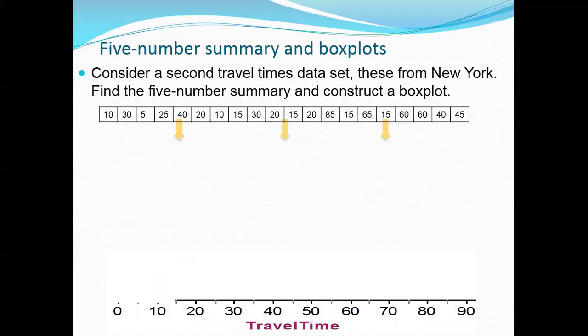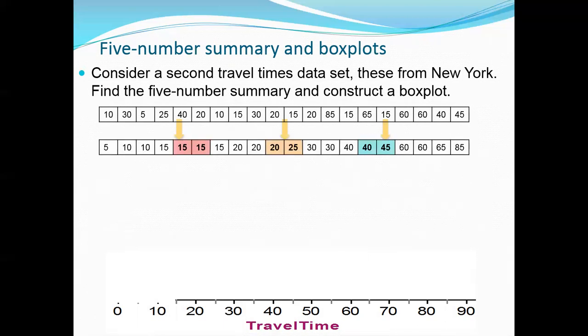5-number summaries and box plots. Consider a second travel times data set, these from New York. Find the 5-number summary and construct a box plot. First, we want to sort the list. So step 1 is sort the list. And then we locate the middle of the list to find the median. And then we find the middle of the lower list to find Q1 and the middle of the upper list to find Q3.